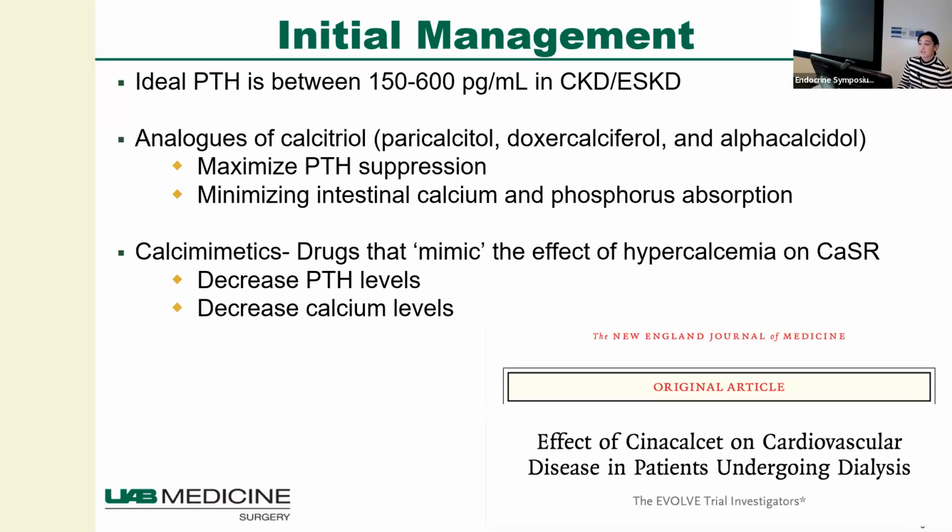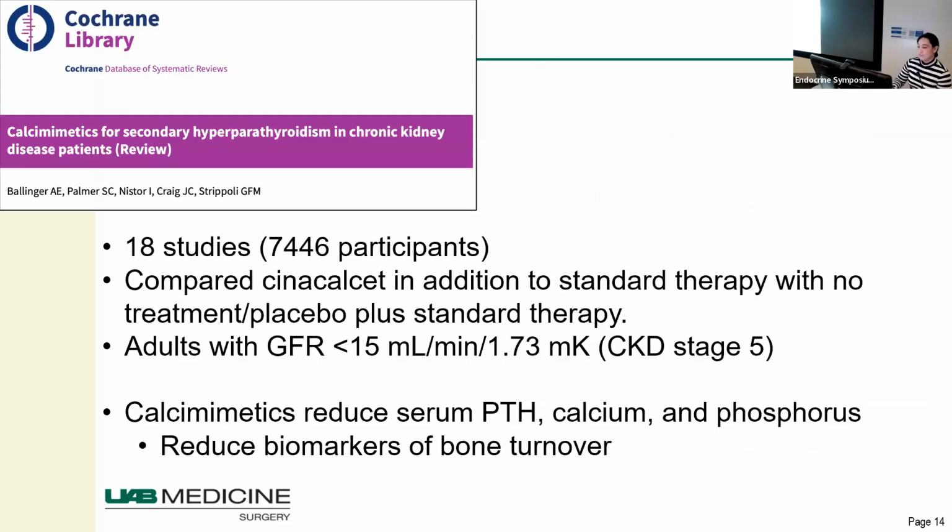Initial management, though, calcitriol to maximize PTH suppression and minimize calcium and phosphorus absorption in the gut. And then calcium mimetics are used to decrease PTH and calcium levels. And the EVOLVE trial showed that when you're comparing it to a placebo, calcium mimetics are really equivalent. They're non-inferior.